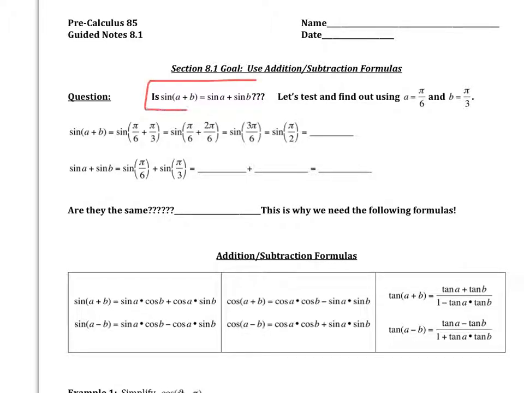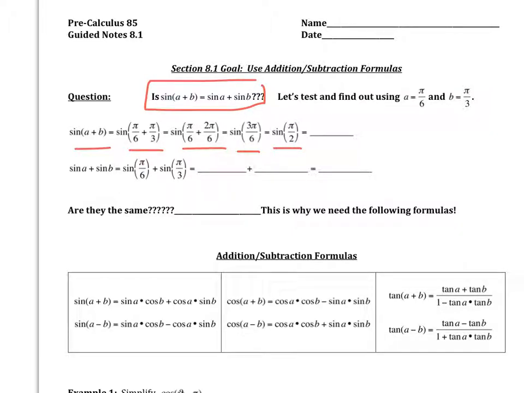So it asks, is sine of A plus B equal to sine of A plus sine of B? If we test it using pi over 6 and pi over 3 as an example, we start with sine of A plus B, which would be sine of pi over 6 plus pi over 3. Pi over 3 you can change to 2 pi over 6, which makes it sine of 3 pi over 6, which simplifies down to sine of pi over 2.